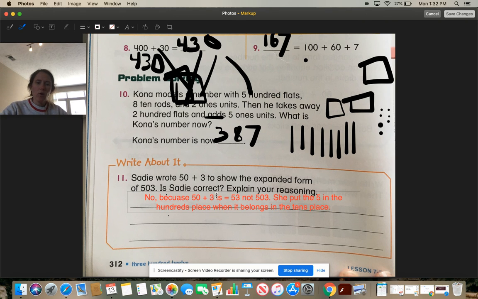So hopefully, boys and girls, that helps you guys understand how to finish out your next page. And then tomorrow you have a check your progress page.